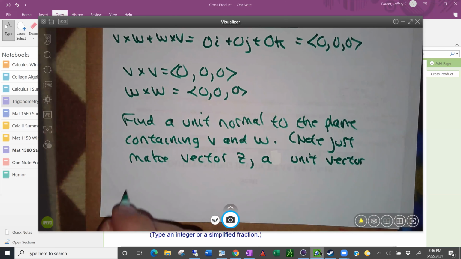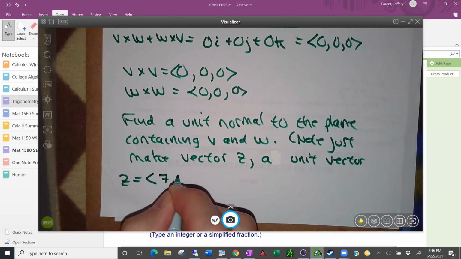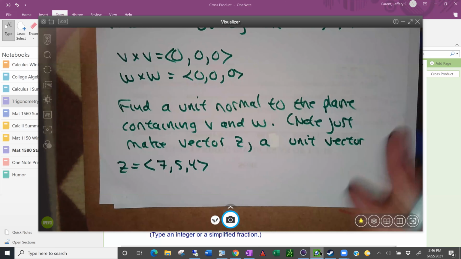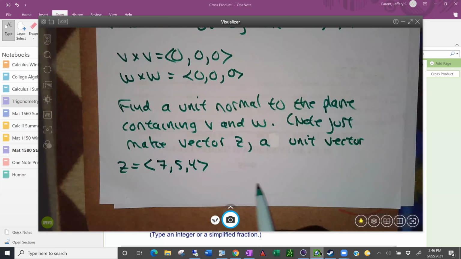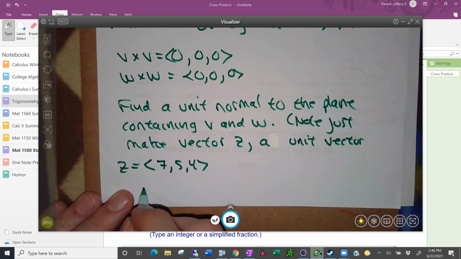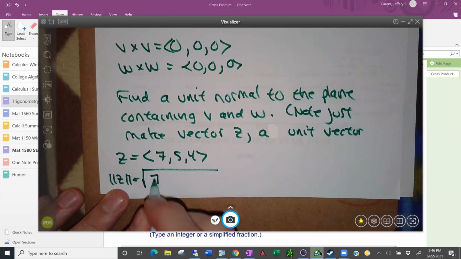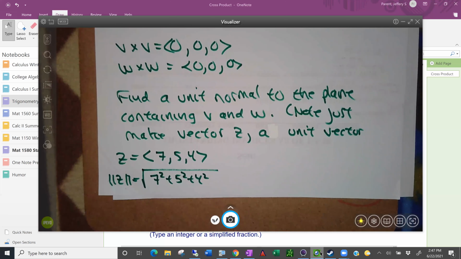And remind you, Z was 7, 5, and 4. If I want to find a unit vector, then I've got to figure out its length. What's its magnitude? So the length of Z is going to be the square root of 7 squared plus 5 squared plus 4 squared. So 49 plus 25 plus 16. So what, 90? Square root of 90?